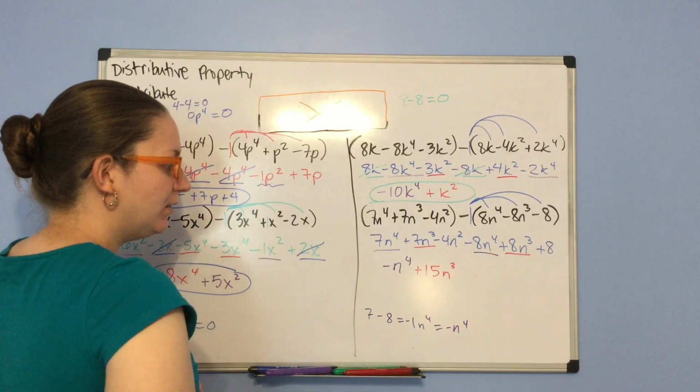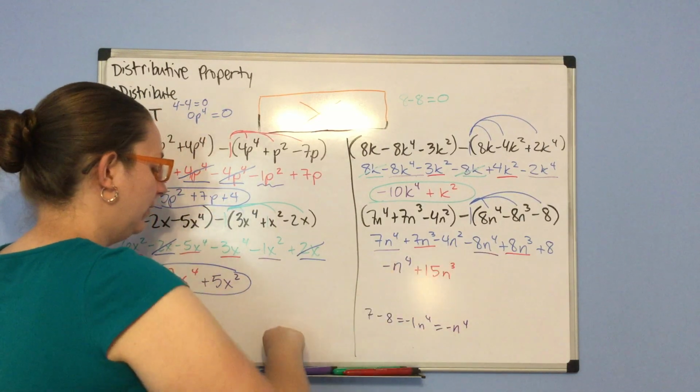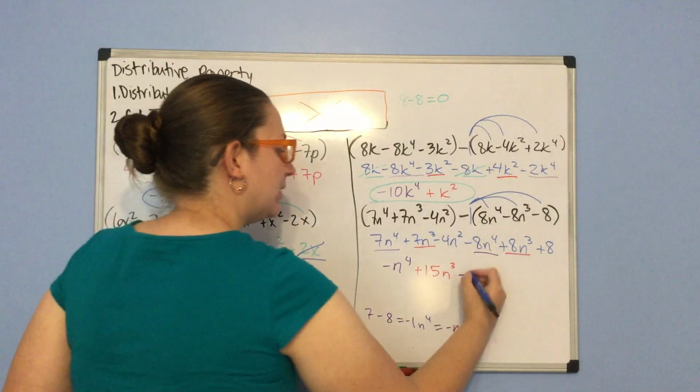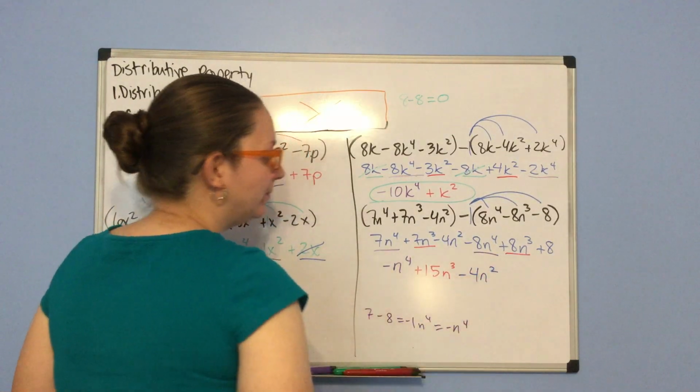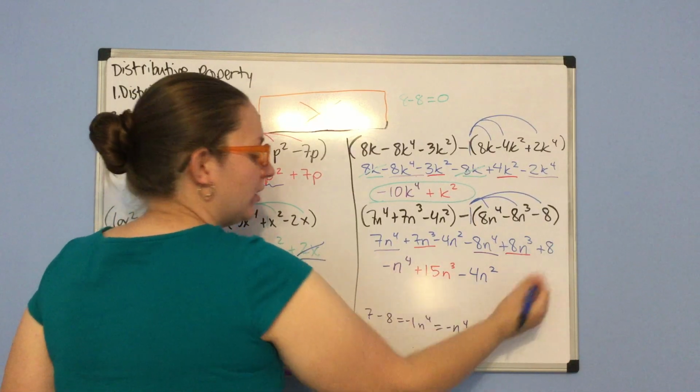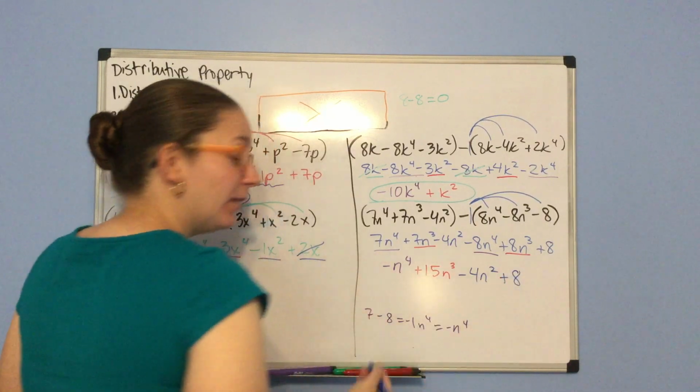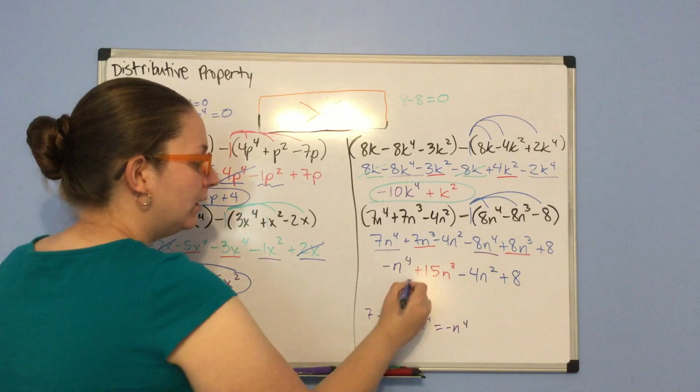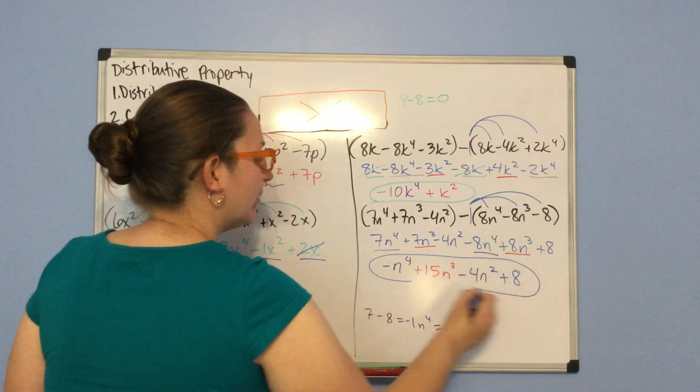And then we have just some weirdo leftovers. There's only one n squared term, so it's going to stay the same. Nothing changes about it at all. There's only one number term. Nothing changes about that either. It's possible to have things that don't combine. So this right here is my final answer.